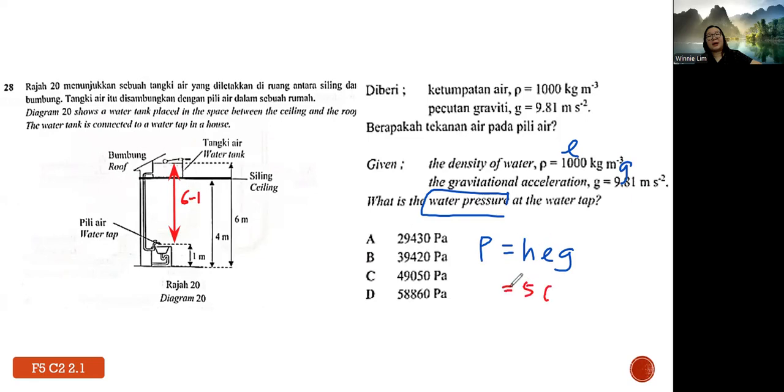So you will have 5 times 1,000 times 9.81. Same thing, press the calculator. And what is your answer for this question? It is supposed to be 49050.